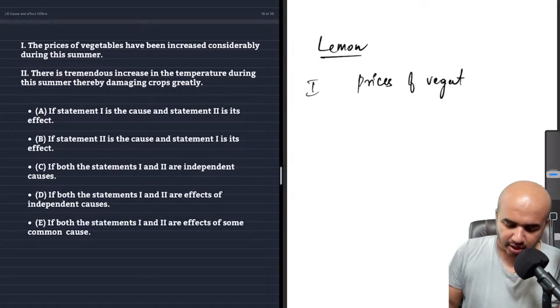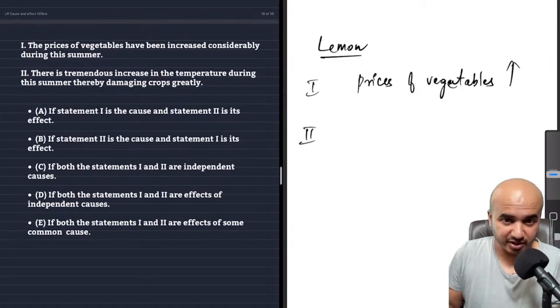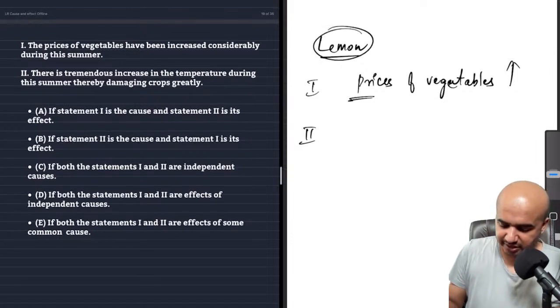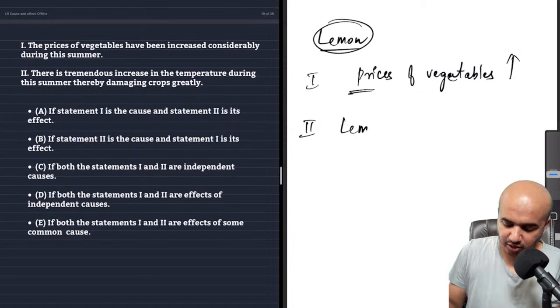Okay. If that is the case, what might be the reason? Is it a cause? Is there any effect because of this, or is this itself an effect? We'll have to see. In the second statement, they say there is a tremendous increase in the temperature during the summer, thereby damaging the crops greatly. Imagine lemon itself. Because of the increase in the temperature, lemon crops have been damaged extensively.